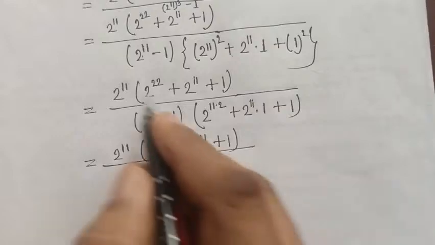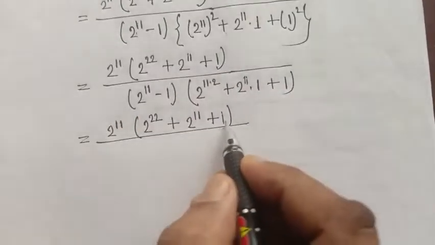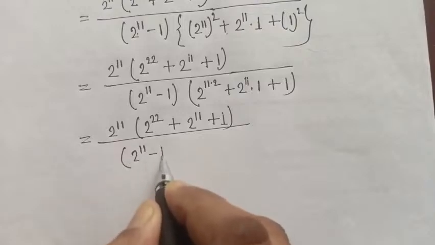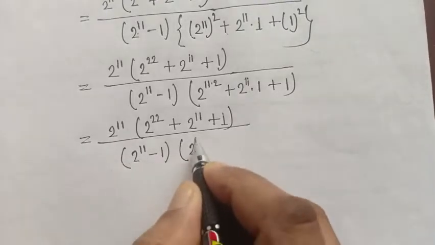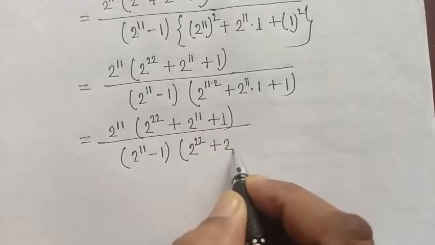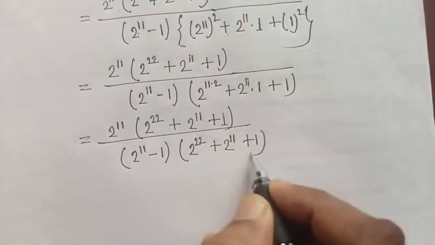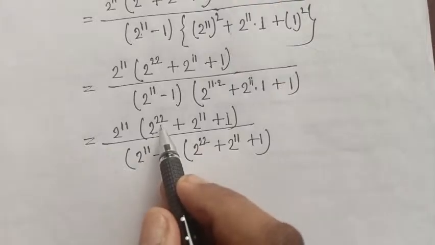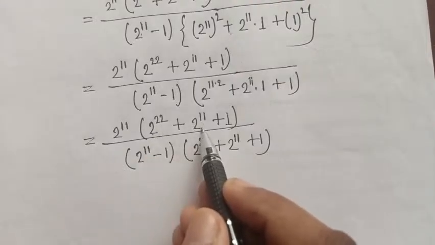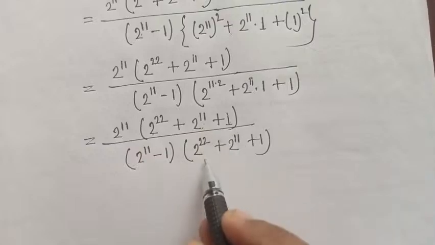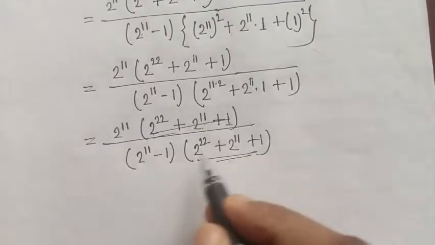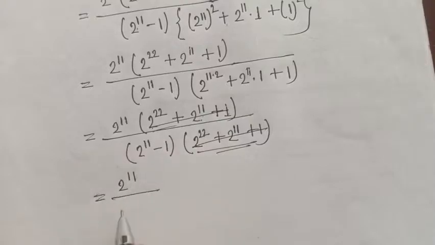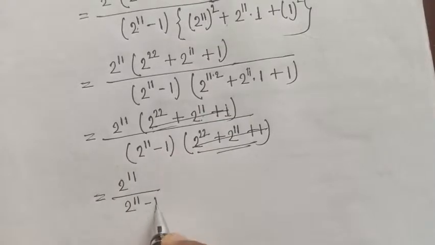So the above part will remain the same for a few steps. So now we can write 2 to the power 11 minus 1, and that will be 2 to the power 22 plus 2 to the power 11 plus 1. So we are getting the same part here, that 2 to the power 22 plus 2 to the power 11 plus 1, and here the same. So this part will be cancelled out. So we get the value 2 to the power 11 by 2 to the power 11 minus 1.